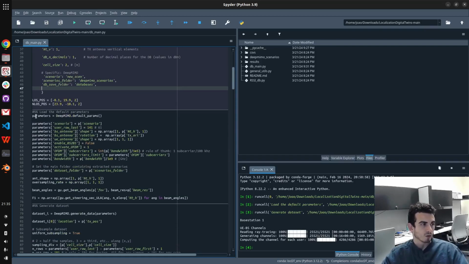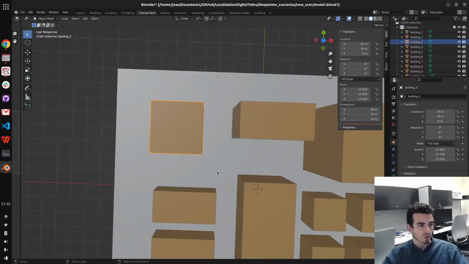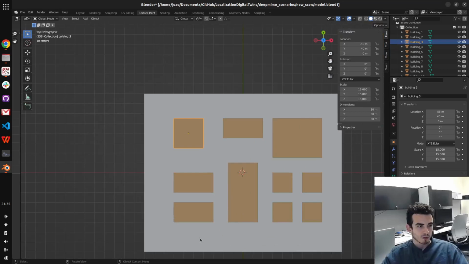Throughout DeepMIMO, we copy the parameters from the defaults, and we change the ones we are interested in. In this case, this scenario has 140 positions across Y. So if you see the size of this, it's 200 by 160, and if you take 10 meters off each side, it's going to be 180 by 140, and we placed one user per meter across each axis.